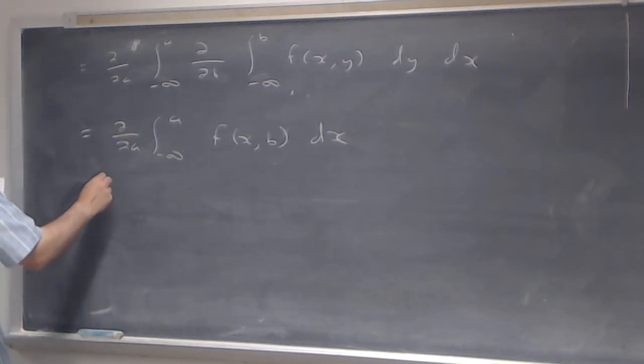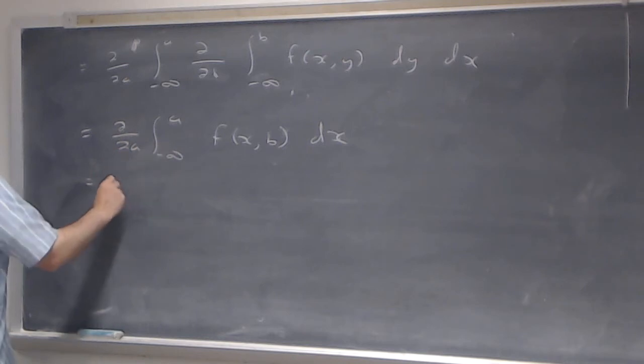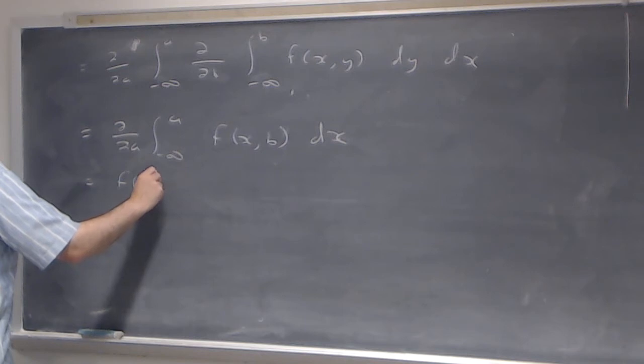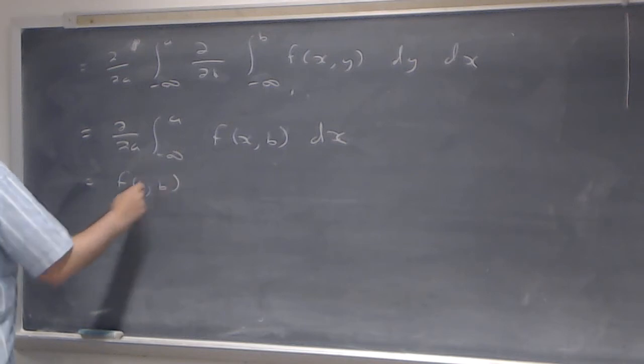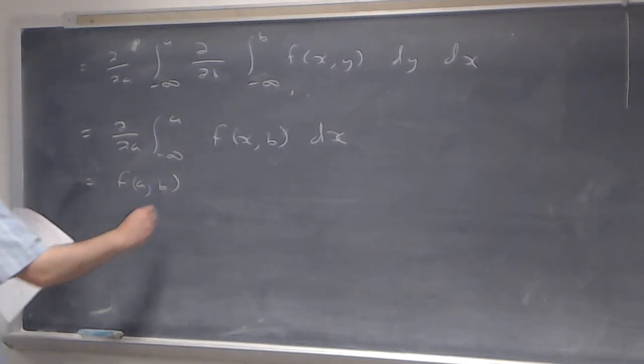And then this derivative now is going to be f of a comma b, where we're using the fundamental theorem of calculus, where the one variable is being held fixed. Okay? So that's what we have. That concludes the proof.